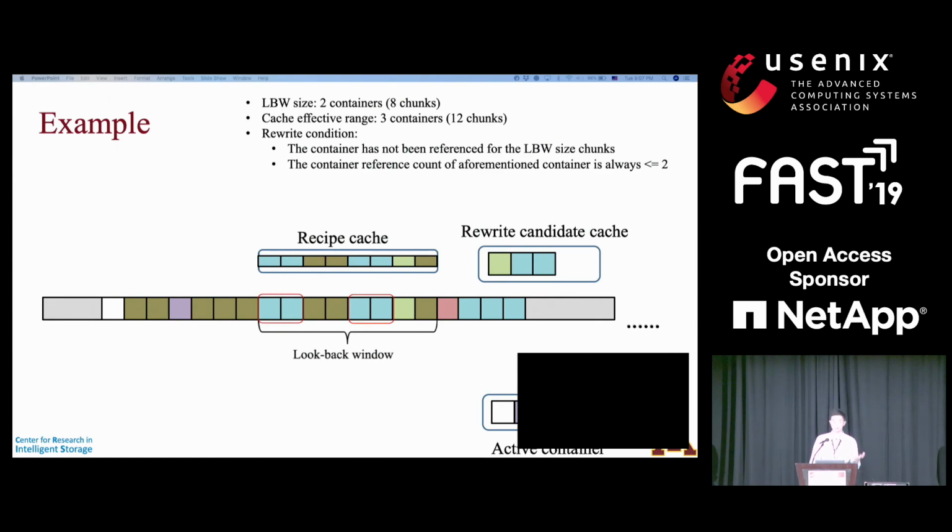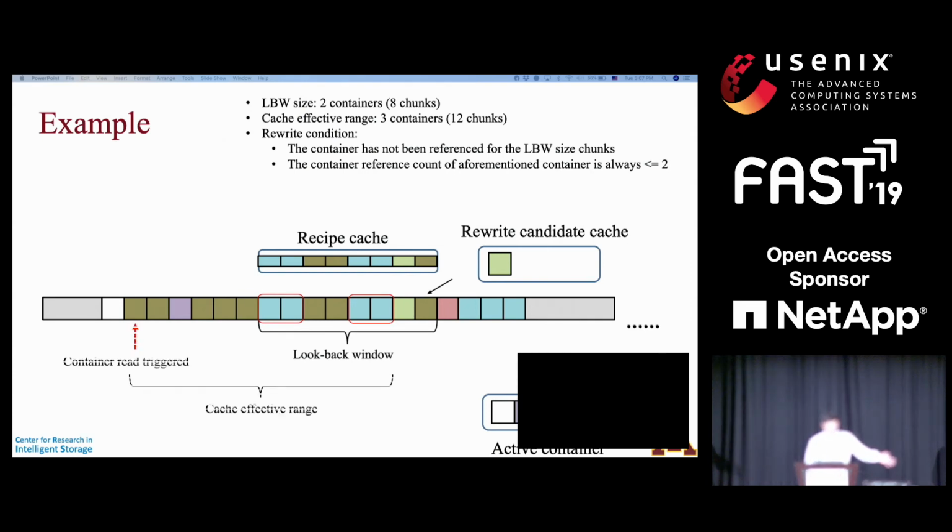And now we know we have more blue chunks, so we don't need to rewrite them. But let's look at this brown one. Even though we had container reads for the brown chunk before, this chunk is already out of the cache effective range. So we need to rewrite it because it is very possible that at this moment 1 more container read will be triggered by this brown chunk. But maybe in the future more brown chunks will come out, so this container read is tolerable, and we can still not rewrite it. This is the whole story about the lookback window.